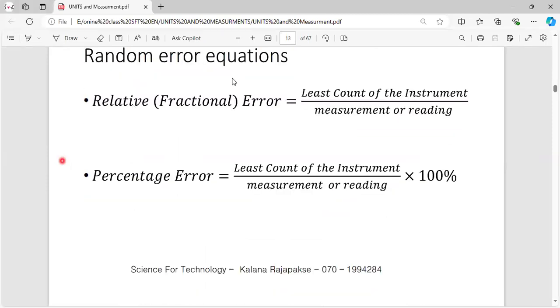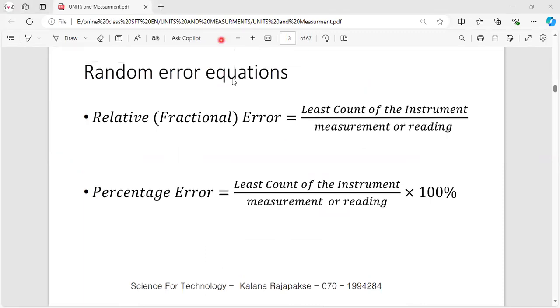Now here are the equations we can use and suggested for our A-level SFT module. The random error equations, there are two of them actually, right? I want you to remember these two. The first one is relative error, also known as the fractional error, right? If you want to find out the fractional error of any measurement instrument, you have to divide the least count by the measurement.